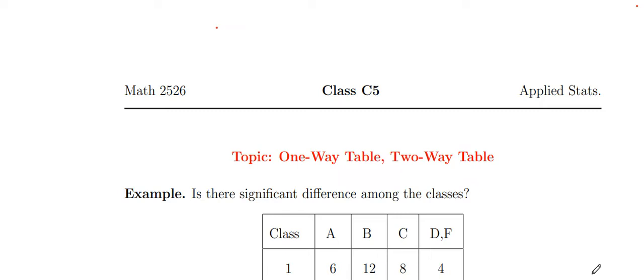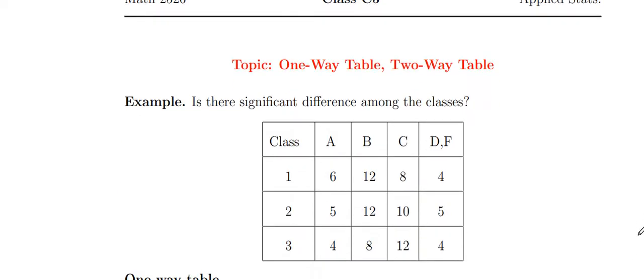So the problem is just like that. At the end of the semester, we have the grade for each class, right? So here we have this table. We have 3 classes. For class 1, we say how many A, how many B, how many C, how many D or F. This is the grade table for 3 classes, right? We call such a table a two-way table.